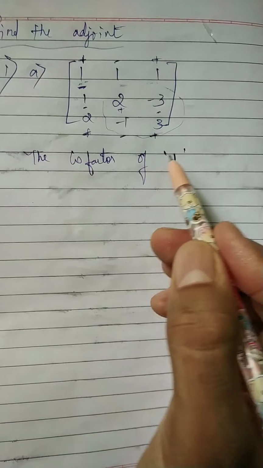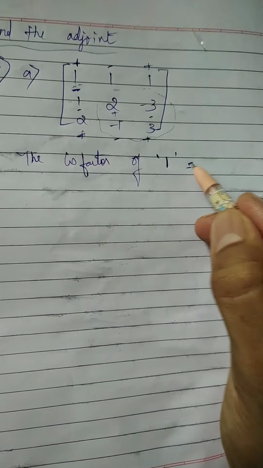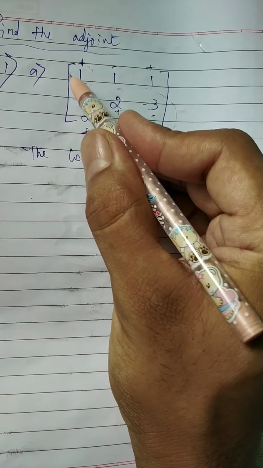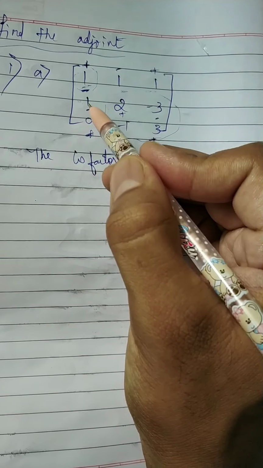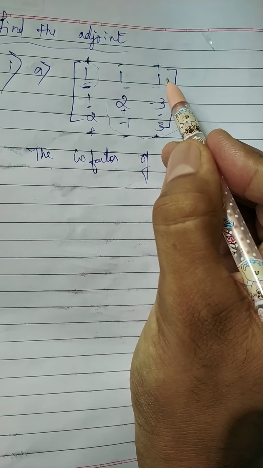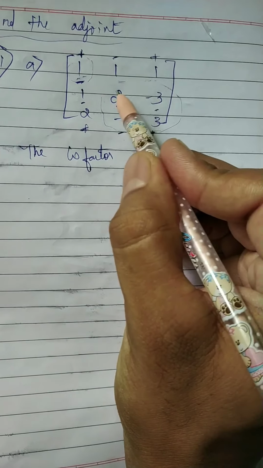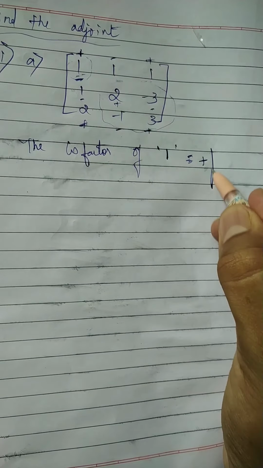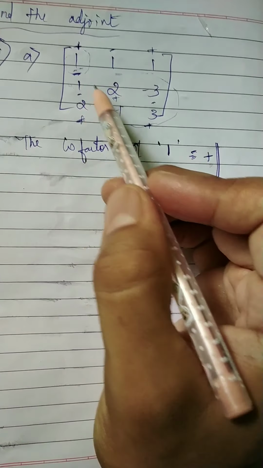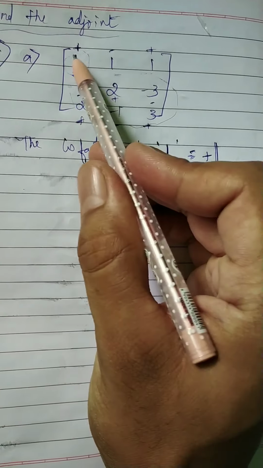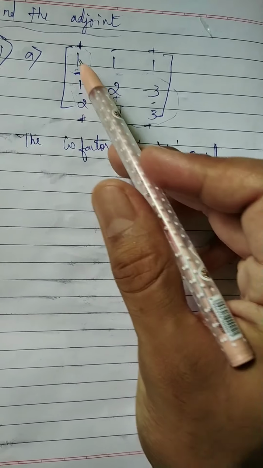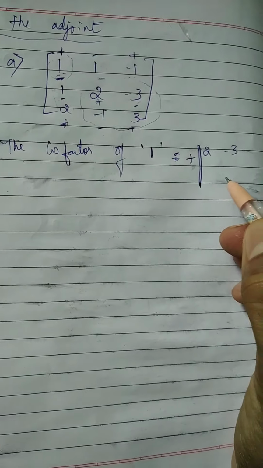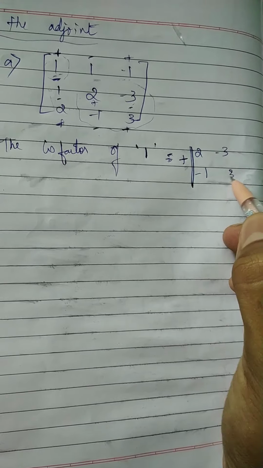So now the cofactor of this one will be, how will you find it? If you are finding the cofactor of this one, you will delete the entire column and delete the entire row. This is remaining, right? So this is the determinant remaining, and it will have the positive sign. The determinant of this particular element will be 2, minus 3, minus 1 and 3.